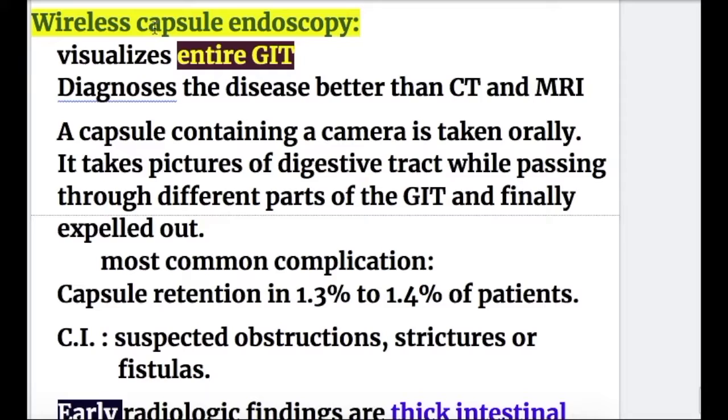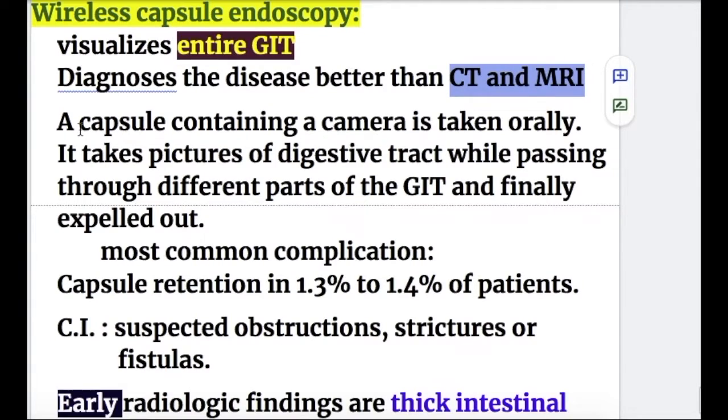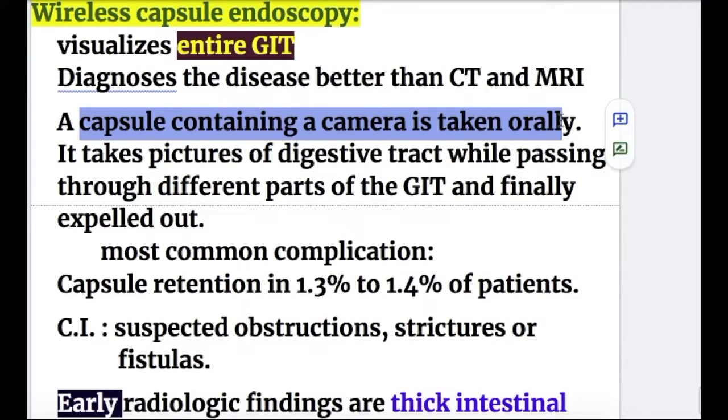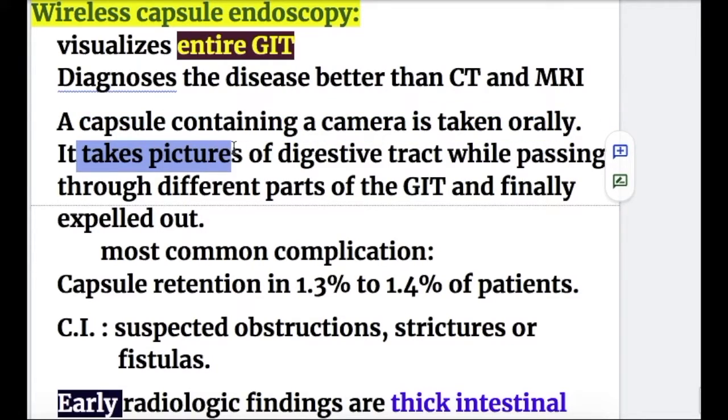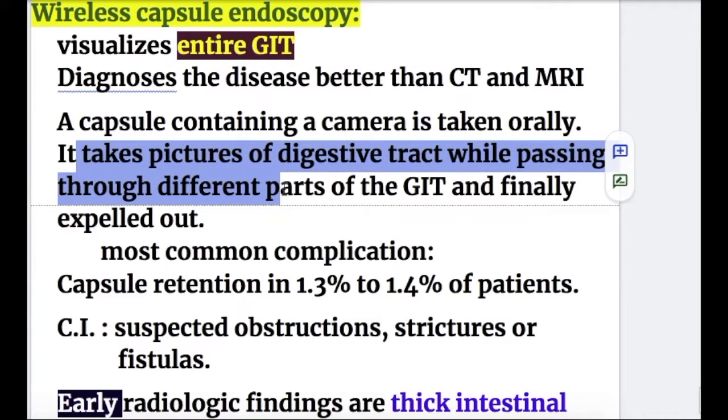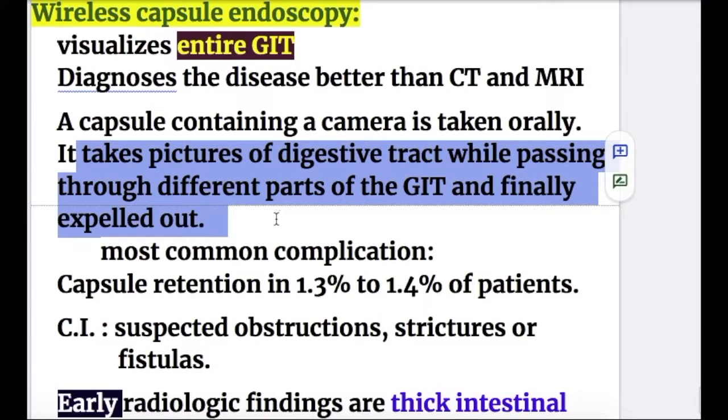Now, capsule endoscopy. Barium studies are now replaced with a camera. So this capsule endoscopy visualizes the entire GIT and diagnoses the disease better than CT and MRI. The capsule containing a camera is taken orally or ingested. The camera takes pictures of the digestive tract while passing through the different parts of the GIT from the esophagus to the anus, and finally it's expelled out.